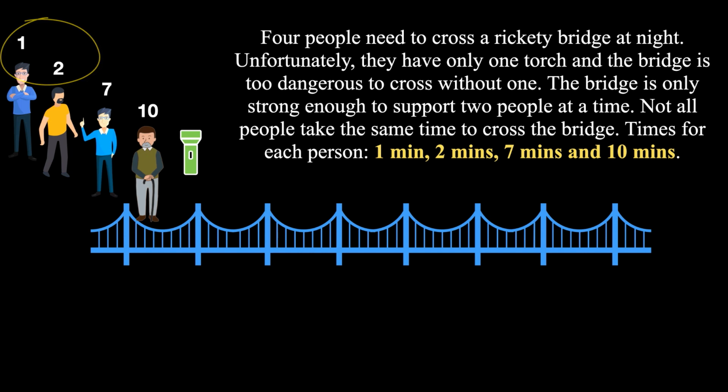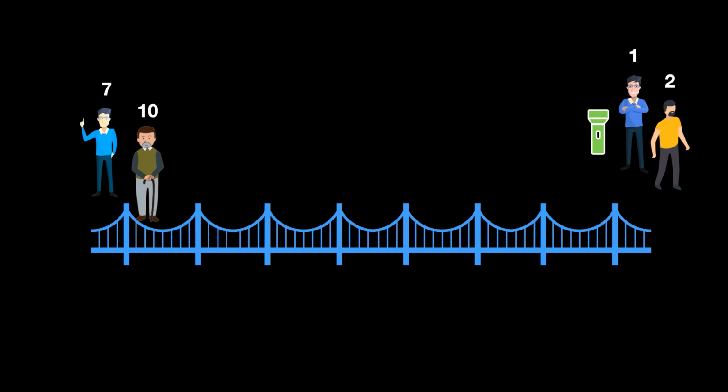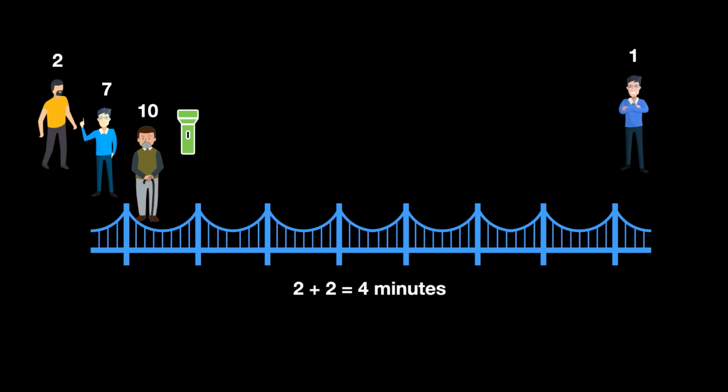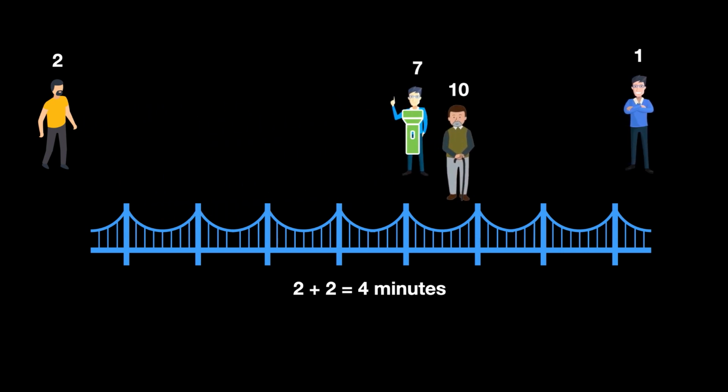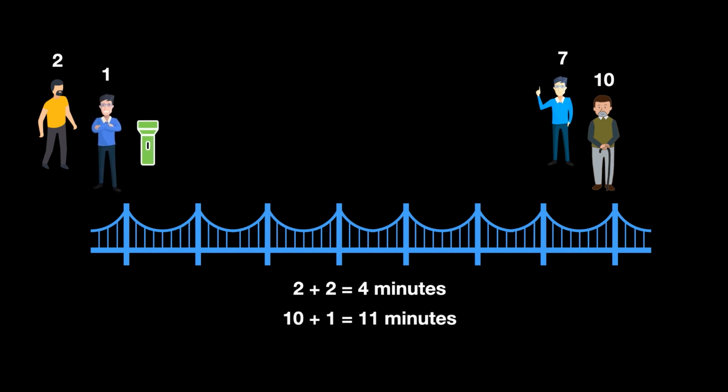Let's come to the conclusion. So in the first step, 1 and 2 cross the bridge and 2 returns with the torch. Here time taken is 2 plus 2 equals 4. In the second step, 7 and 10 cross the bridge and the one who was already on the other side comes back. Here time taken is 10 plus 1 equals 11.